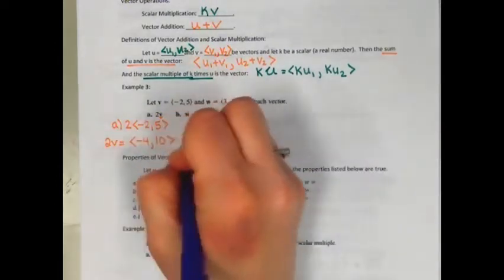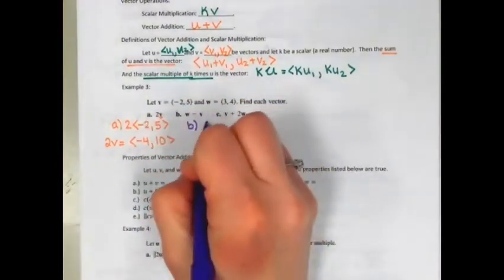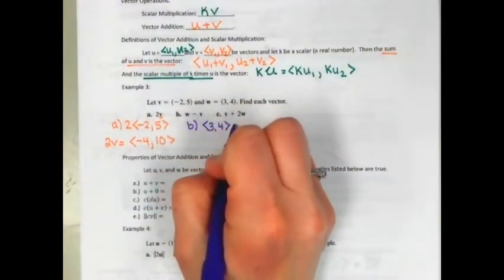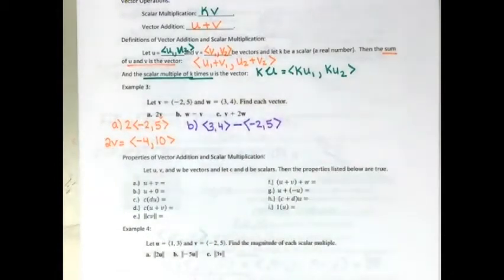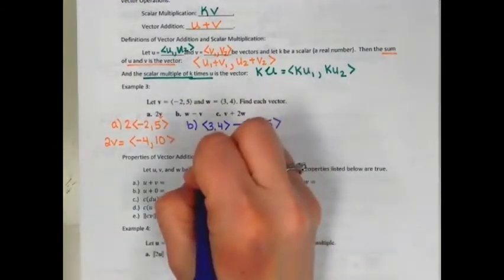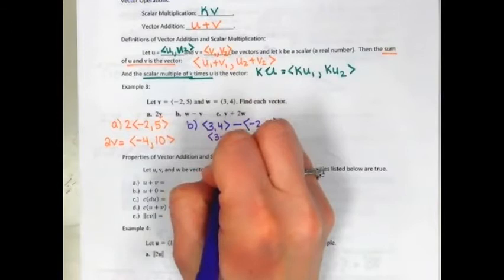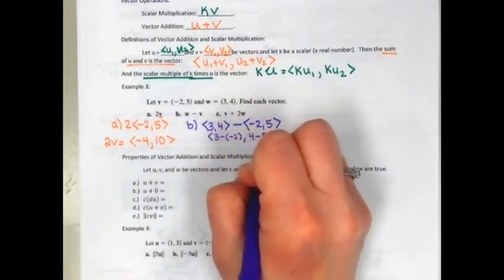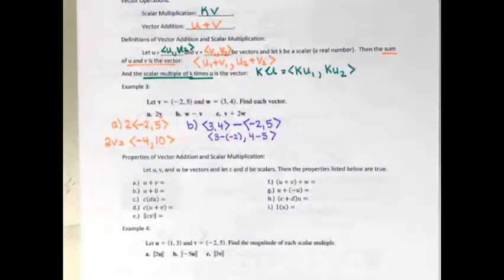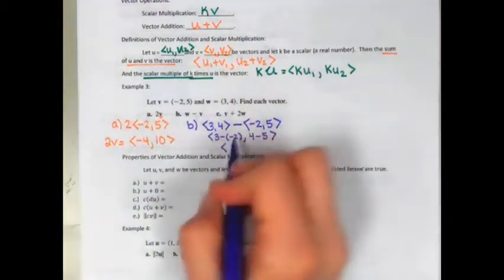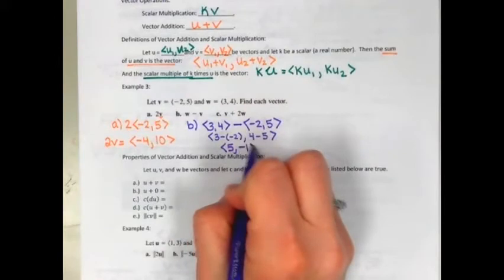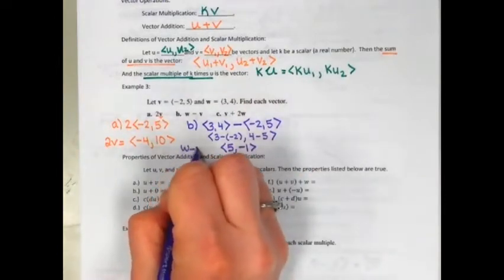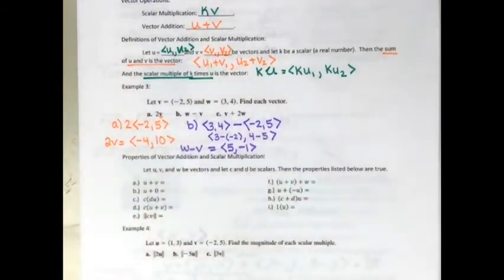All right, B is asking for vector W, which is 3, 4, and we're subtracting V, which is -2, 5. So can I subtract each coordinate of the vector? Yeah. So I'm going to take 3 minus -2, comma, 4 minus 5. What's 3 minus -2? 5. And 4 minus 5 is? So the vector W minus V is 5, comma -1.